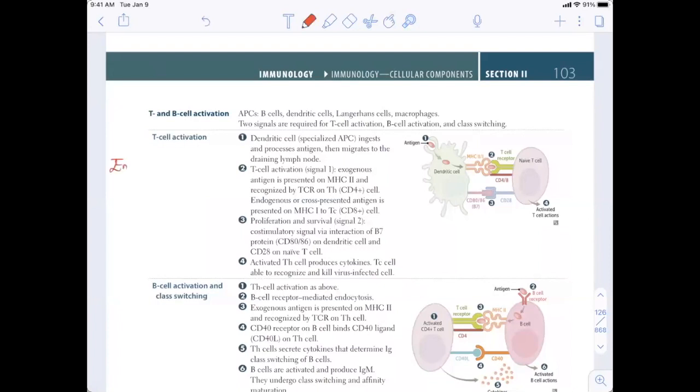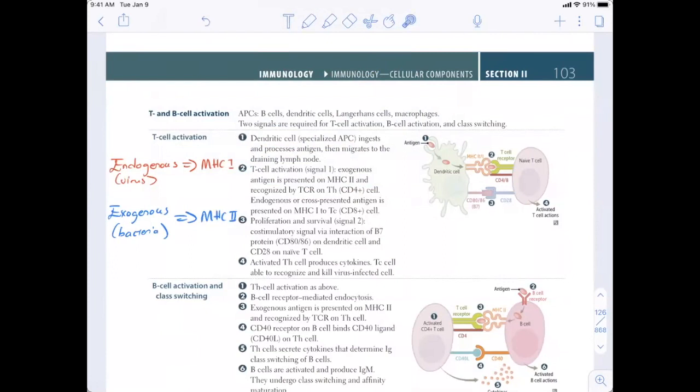If it's an endogenous antigen, which could mean a virus, then I am going to use MHC1. But if it's an exogenous antigen, which could mean bacteria, then I'm going to use MHC2. So that's just a general thing to remember.